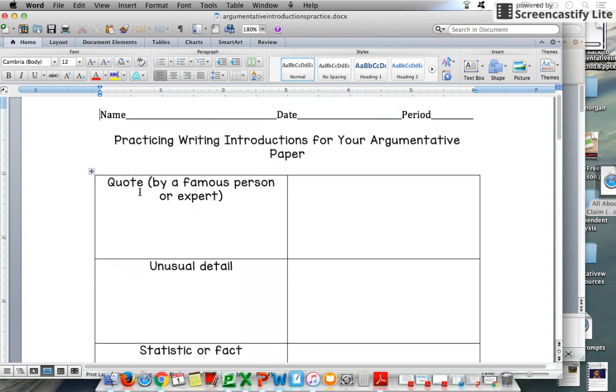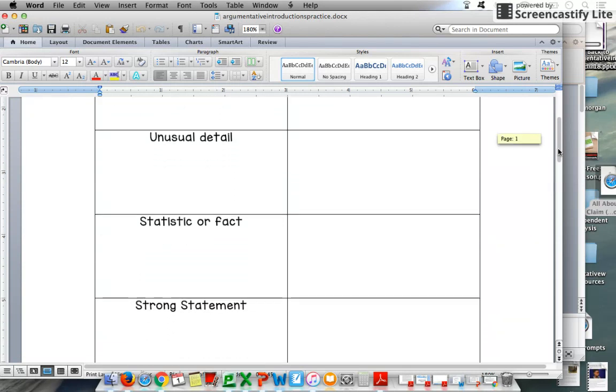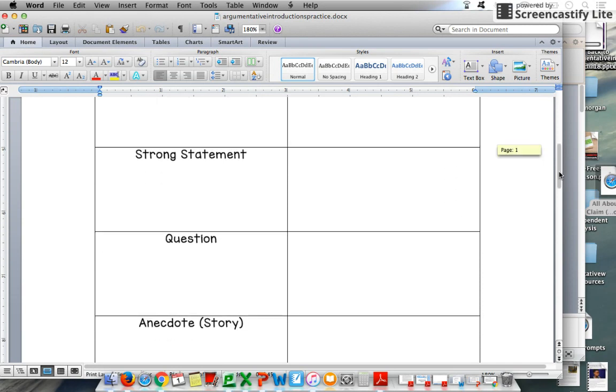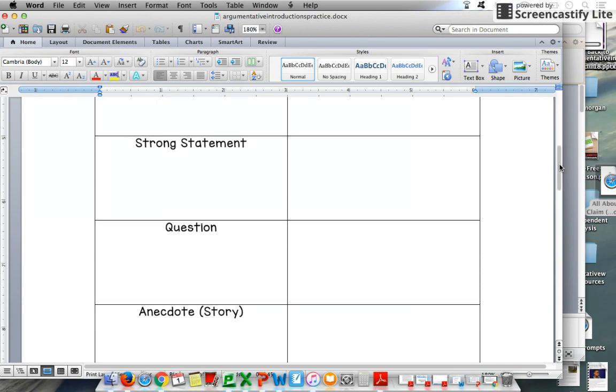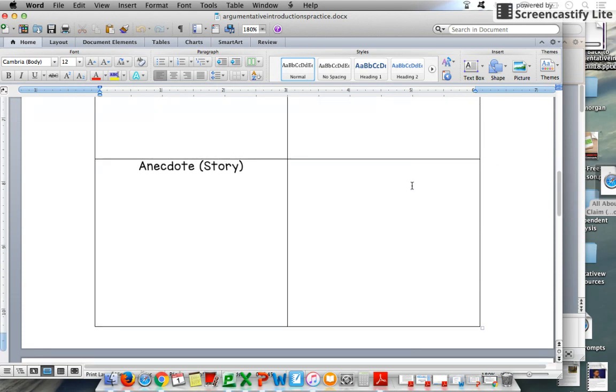First, you're going to take your own topic and your thesis, and you're going to come up with a quote by a famous person or expert. If you need to use a computer to do that, if you don't have that information already, then you can do that at this time. Then you're going to find an unusual detail about your fact or topic. Then I want you to write a statistic or fact that you can start off your paper with here, a strong statement, a question, and then I want you to use an anecdote or story. This can be one that you found online or through your research, or it could be one that you personally know about.